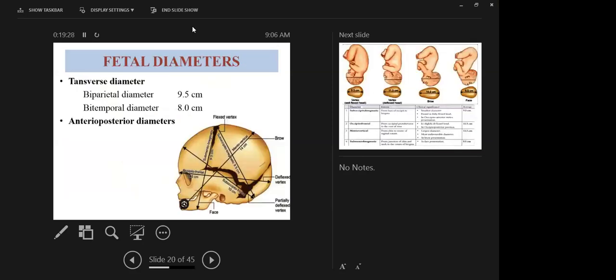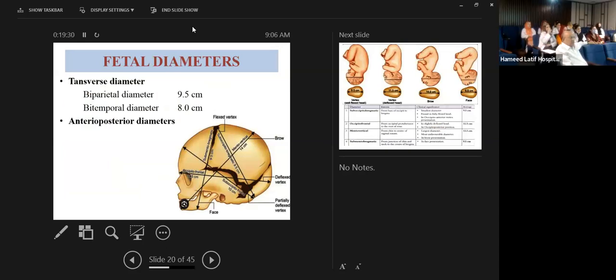Now, the fetal diameters. The transverse diameter is the biparietal diameter, which is the longest diameter, 9.5 centimeters, the largest diameter. And there is also the bitemporal diameter, which is 8 centimeters. Now, the anteroposterior diameters of the fetus.